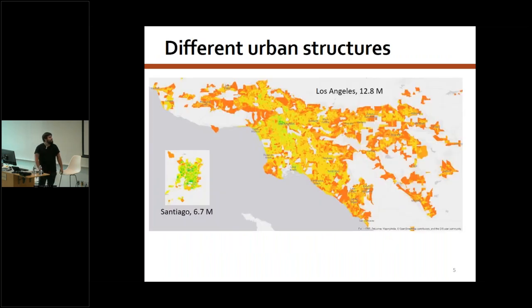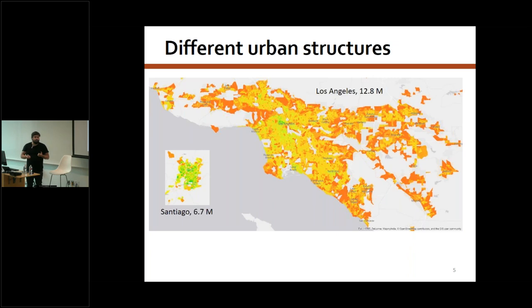As motivation, I put these maps here. I'm also from Chile, so we have included Santiago, Chile, in some of this research. You have Los Angeles and Santiago. Los Angeles has twice the population, but it's more than twice the size. This map shows in green the denser places and in red the places that are not so dense, on the same scale. Would you say that the built environment affects travel behavior the same way in those green places in Los Angeles and in these red places over here? And would you say that Los Angeles shares the same urban structure as Santiago? I wouldn't think so.